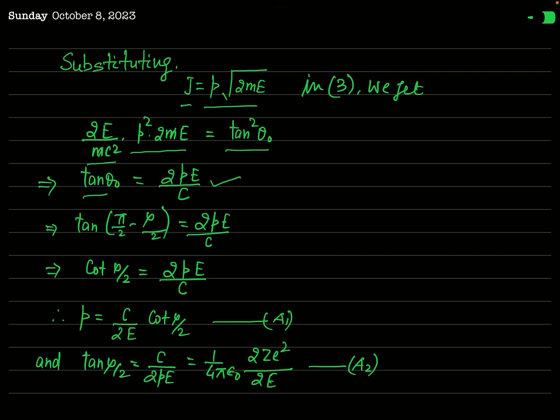But you have learnt earlier that theta naught is equal to what? This is pi by 2 minus phi by 2. So you can write tan of (pi by 2 minus phi by 2) is equal to 2pe by c. But from trigonometry, you know tan of (pi by 2 minus phi by 2) is equal to cot phi by 2. So you can write cot phi by 2 is equal to 2pe over c. And therefore, if your aim is to find the expression for the impact parameter p, that will be c over 2e times cot phi by 2.